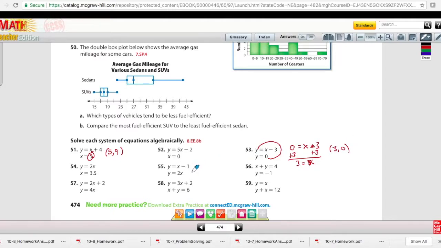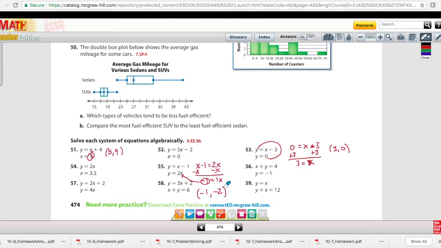Last one, and you can do the last 3 problems on your own. If y is equal to 2x and y is equal to x minus 1, we can say that x minus 1 equals 2x. We have variables on both sides, so I'll subtract x from both sides and get negative 1 equals 1x. If x is negative 1, we can plug that in to either equation. 2 times negative 1 is negative 2 for y. So the solution to the system of equations is negative 1, negative 2.